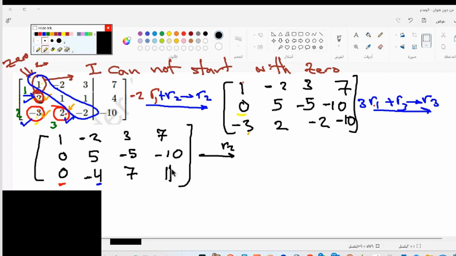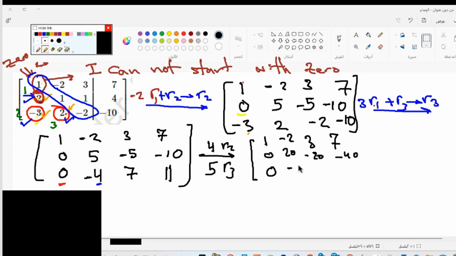If I multiply R2 with 4 and R3 with 5, let's check. Now it's 1, minus 2, 3, 7, then 4, 0. 4 with 5, it's 20. 4 with minus 5, it's minus 20. 4 with minus 10, it's minus 40. Now 5, this is 0. 5 with minus 4, it's minus 20. 5 with 7, it's 35. 5 with 11, it's 55. Correct, Jan is correct.